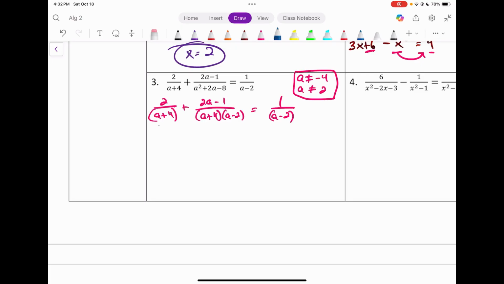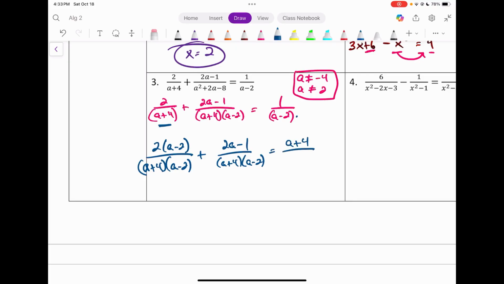Here I'm missing an a minus 2, so I'm going to multiply top and bottom by a minus 2. Here I'm not missing anything, so 2a minus 1 over a plus 4, a minus 2. And here I'm missing an a plus 4, so I'm going to multiply the top by a plus 4 and the bottom by a plus 4. Now the bottoms are the same, forget about them.